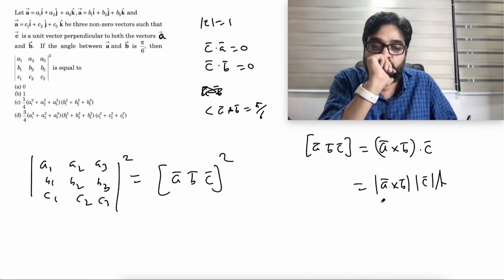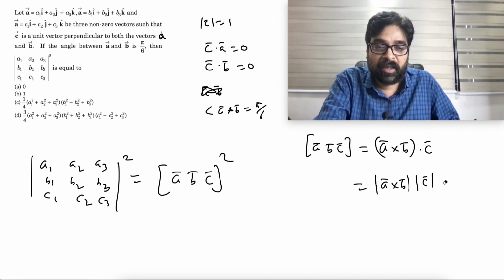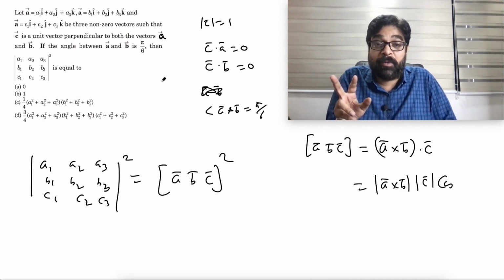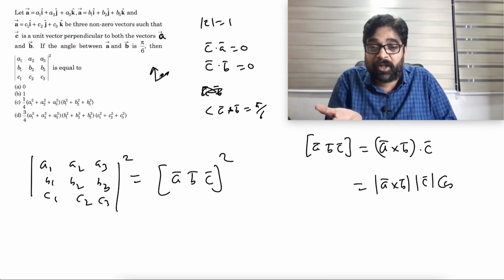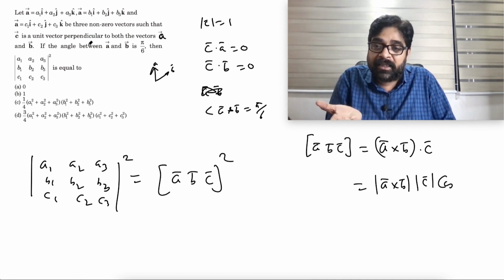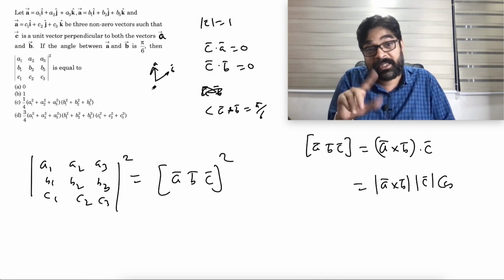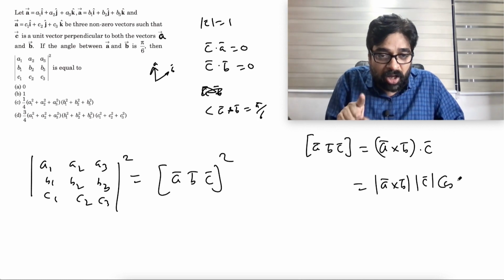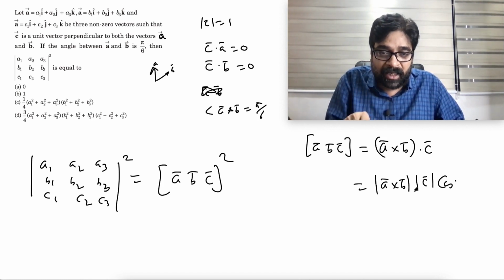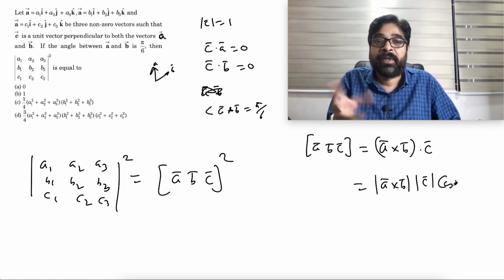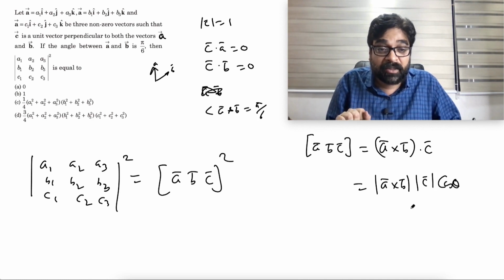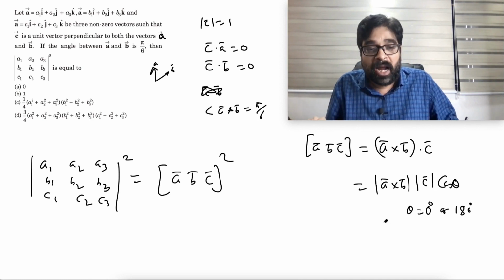Think carefully. Why am I writing sine? It should be cos. Cos. What will the angle between A cross B and C be? A cross B is a vector perpendicular to both A and B. And C is also perpendicular to both. Means C will be collinear with A cross B. Yes or no? So cos of the angle is either 0 degree or 180 degree. So cos theta, where theta will be either 0 degree or 180 degree. Everybody understood?